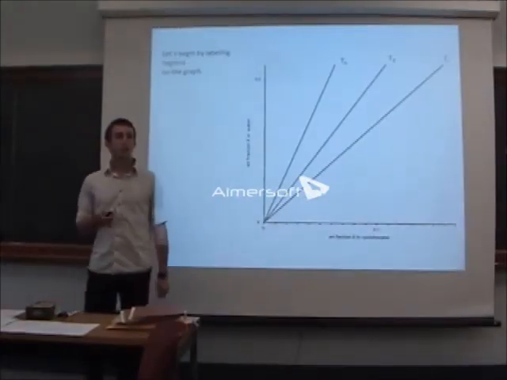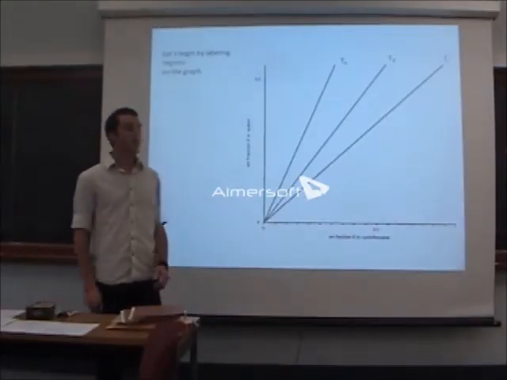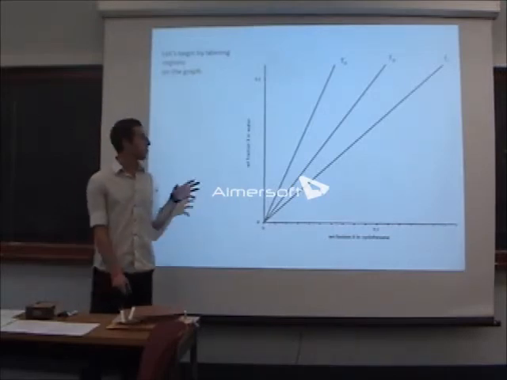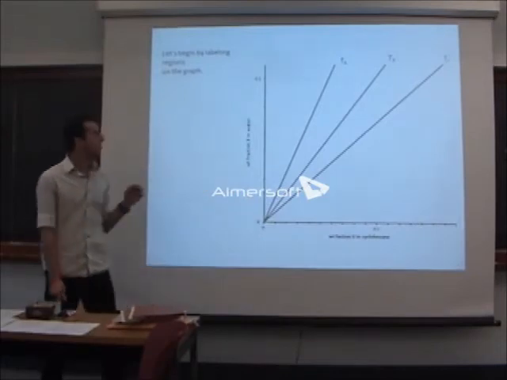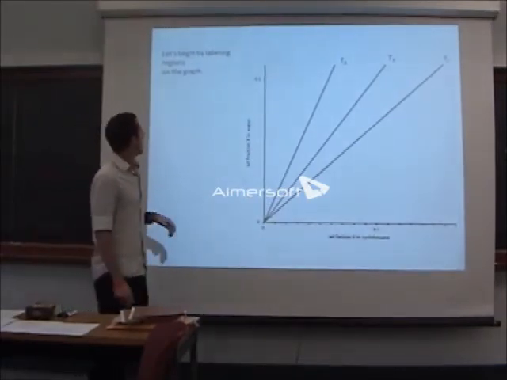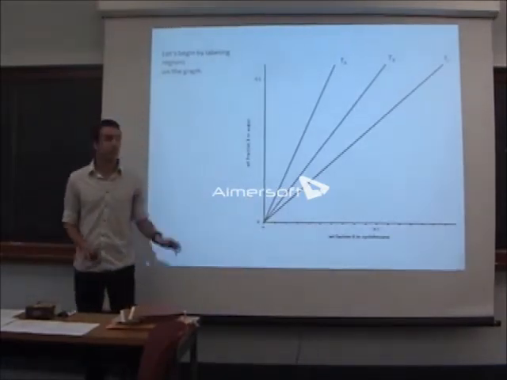Okay. So in this problem, we're trying to move a compound X from cyclohexane to water, and we're given 3 different temperatures to work at with 3 different equilibrium lines. So let's start by labeling our regions on the graph.